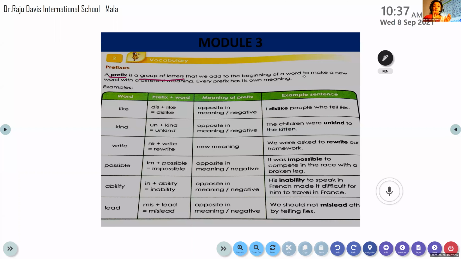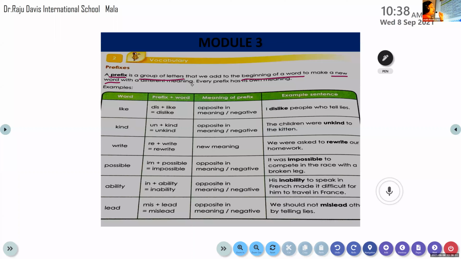Where do we add a prefix? Prefix. We fix it. Where? Pre. That is the beginning of the word. Before the word. In front of the word. Why do we do that? To make a new word with a different meaning.